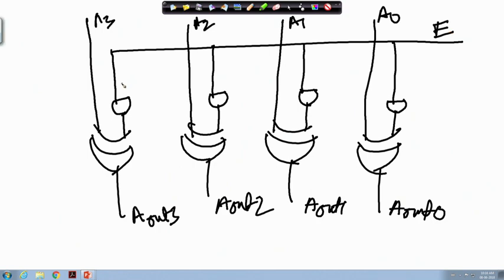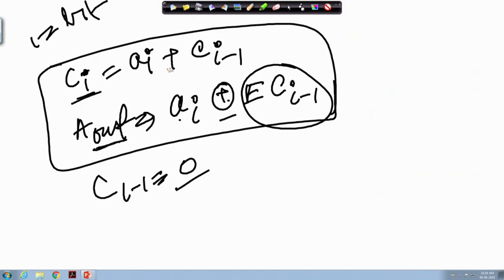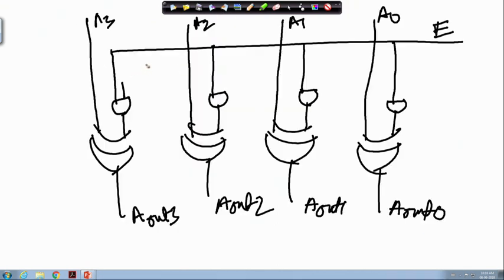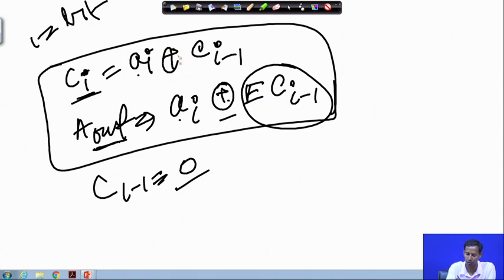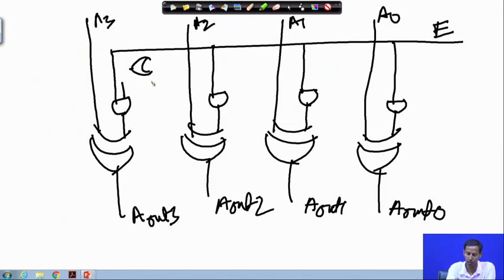The other input is the carry out of the previous stage. So, how can we calculate the carry out? I can calculate the carry out by using A I with C I minus 1. For that, what do I require? I require an OR gate, as you see here. This is the OR operation, A I OR with C I minus 1.